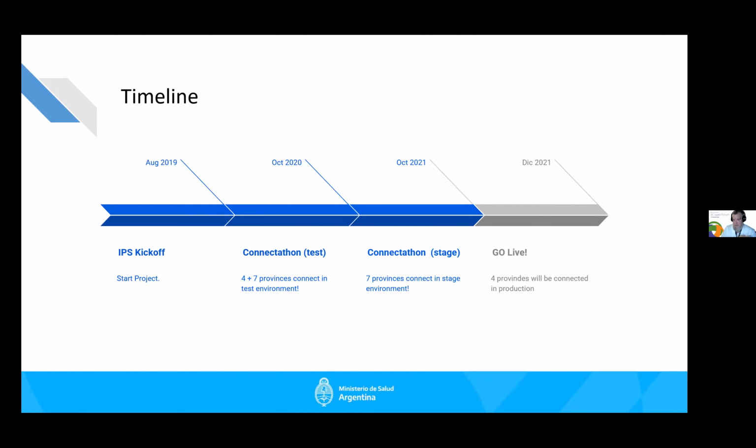And last October 2021, we connected in a stage environment, seven provinces in this connectathon, successfully connecting these seven provinces. And we have our go live with four provinces of the seven that approved the connectathon to connect in production in this December 2021. I hope we can do it before December ends. I don't know, I hope, just hope. Next, please.